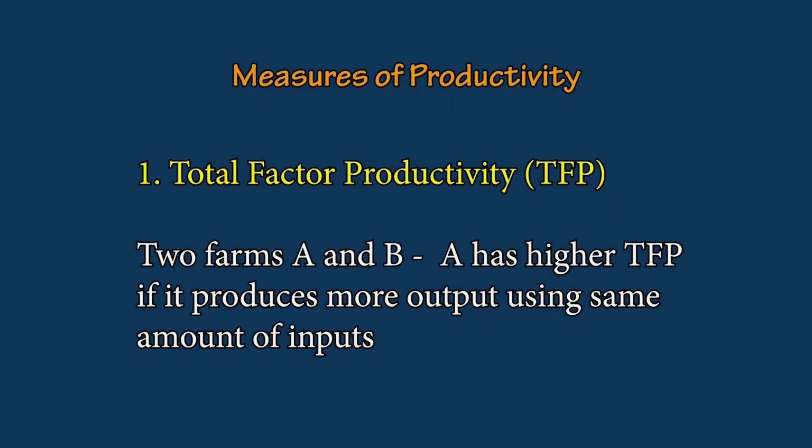It can be explained in this way. Suppose there are two farms, farm A and farm B. Now, we say that farm A has higher total productivity compared to farm B if farm A produces more output using the same amount of input. That means farm A is using the same amount of input but producing higher amount of output.